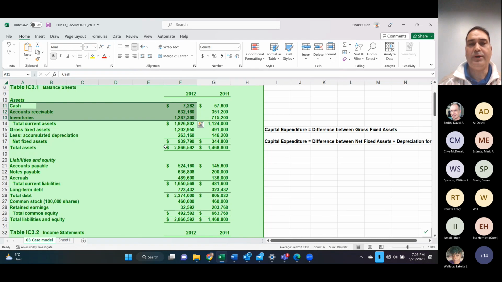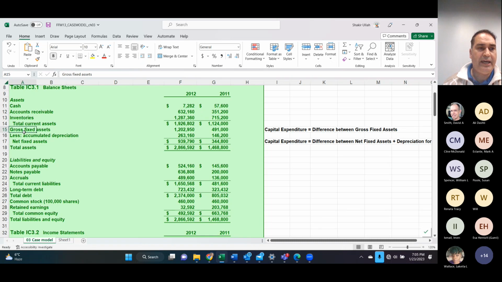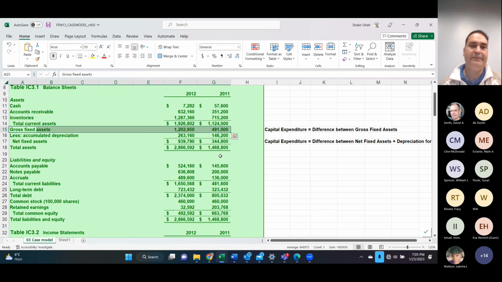Current assets are basically the ones that you use very frequently, and they will be converted to an expense or into another type of asset within 1 year. If an asset lasts for more than 1 year, that's called a long-term asset. In this particular business, we have some gross fixed assets. So these fixed assets basically are buildings and machinery and stuff like that.